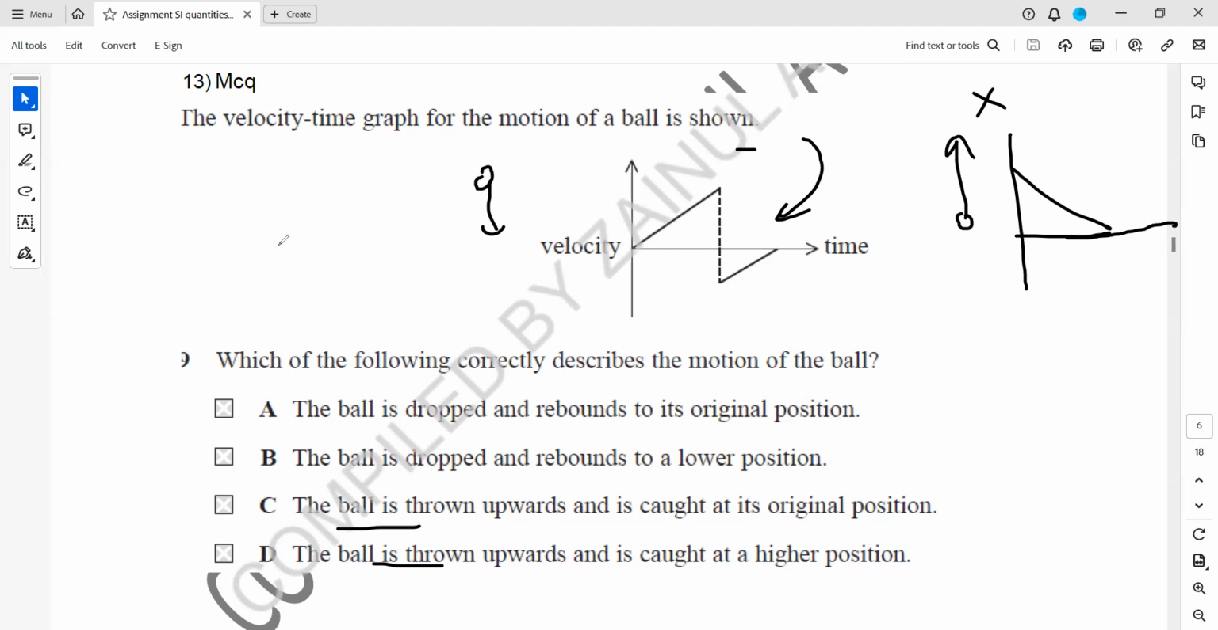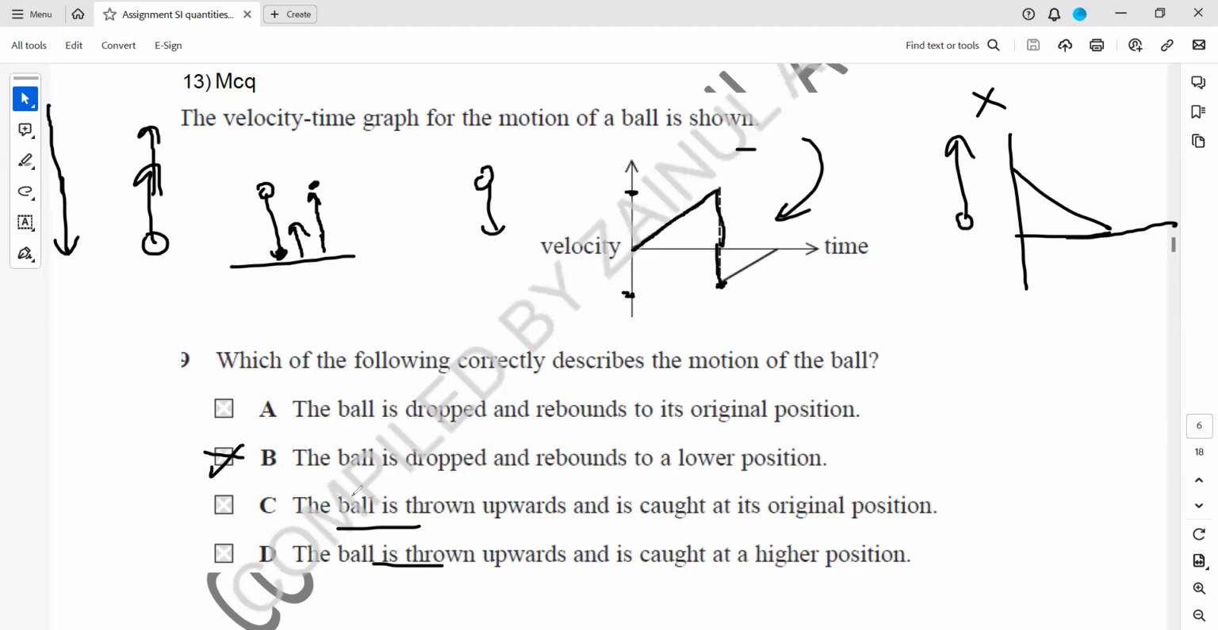And when a ball hits the ground, it rebounds to a lower height. Why? Because you can see the moment the ball is falling, this is the point where it hits the ground. Its velocity becomes zero, and then it rises up. When it rises up, it has a maximum velocity, but that velocity is smaller than the velocity at which it hits. So when this velocity is lower, it won't rise to the same height. It will lose some of its energy, so it will rise to a shorter height. So the ball is dropped and rebounds to a lower position.